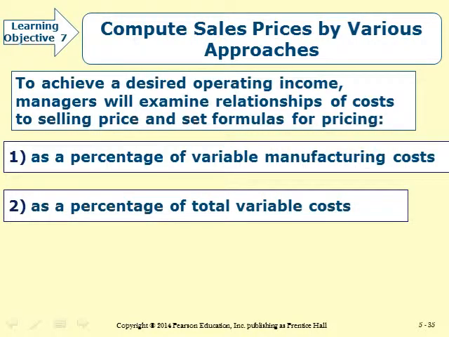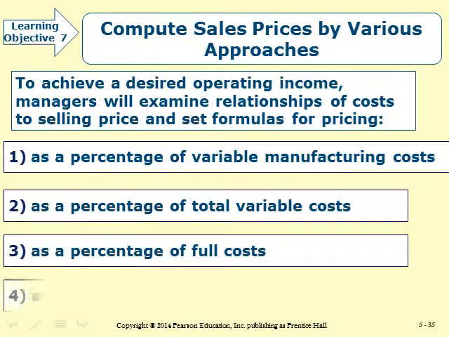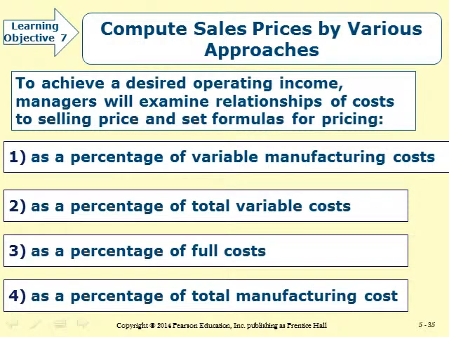Most managers examine the relationships of cost to selling prices to set formulas for pricing. Four popular markup formulas for pricing are as a percentage of variable manufacturing cost, as a percentage of total variable cost, as a percentage of full cost, or as a percentage of total manufacturing cost. What this means is that companies may turn to one of these alternatives to simply mark up to a pricing amount, as a percentage of one of these: variable manufacturing, total variable, full cost, or total manufacturing cost.